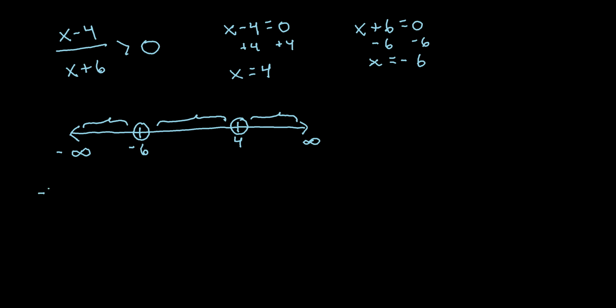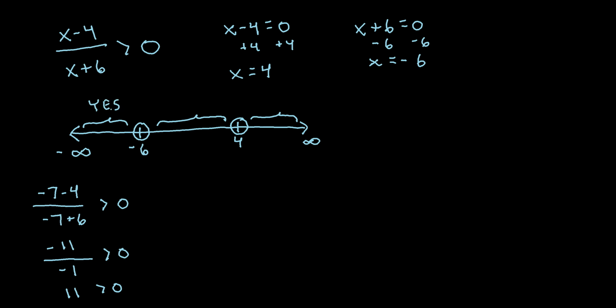So let's say negative 7 minus 4 over negative 7 plus 6 is greater than 0. So negative 7 minus 4, that's negative 11. Negative 7 plus 6 is negative 1. So a negative divided by a negative, that produces a positive number. So that's just 11. So is this true? Is 11 greater than 0? Yes, it is. So we'll write yes for this region. And this indicates that any x values between negative infinity and negative 6 do indeed produce a value greater than 0 in this original expression.